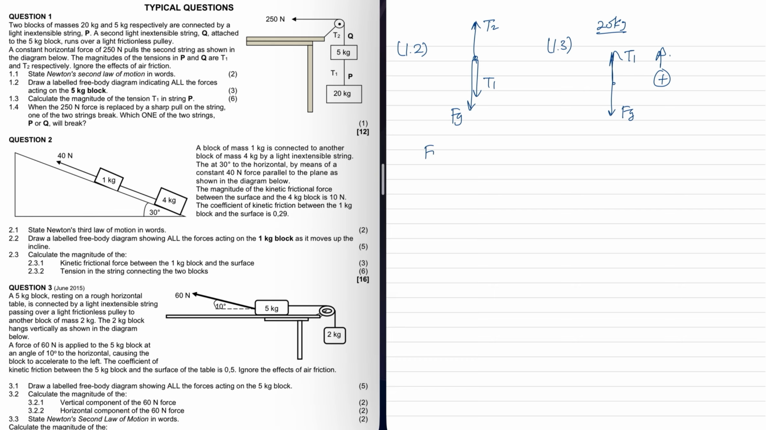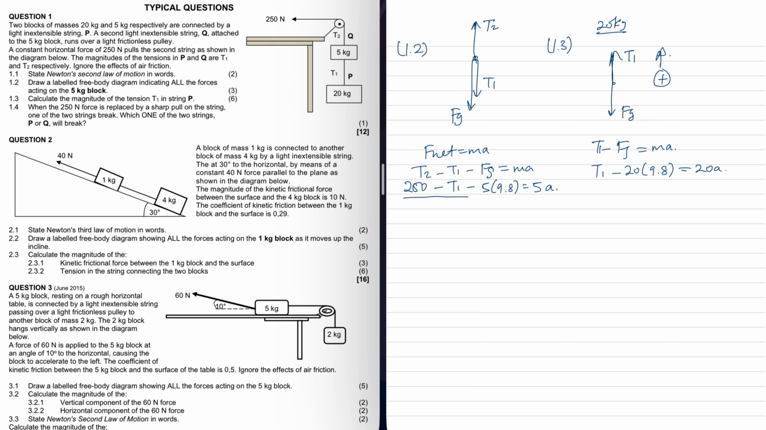So for this one, I'm going to have F net equals ma, T2 minus T1 minus Fg is equal to ma. And here I'm going to have T1 minus Fg equals ma. Now T2, we've been given as 250, minus T1 minus Fg, which is going to be 5 times 9,8, and that's going to equal the mass times the acceleration. Then for the 20 kilogram block, T1 minus 20 times 9,8 is going to equal 20 times a.